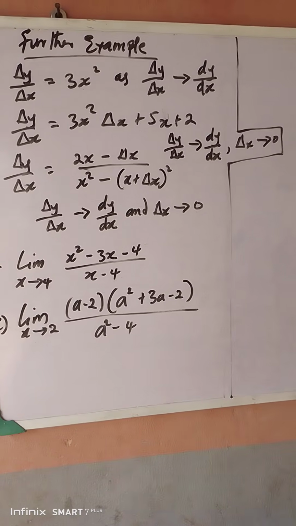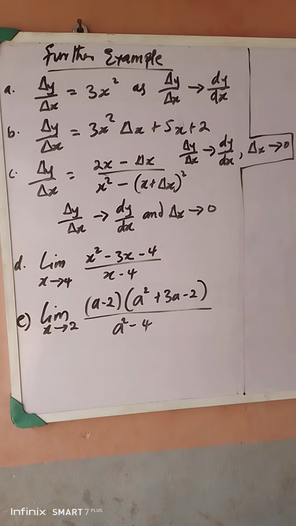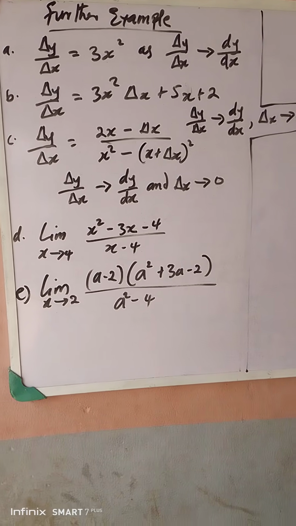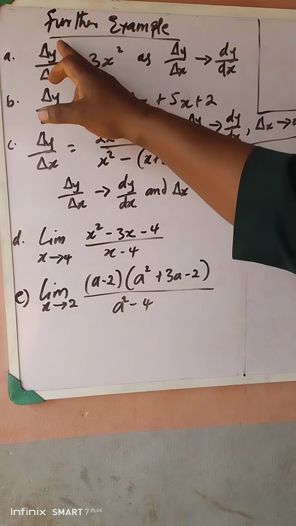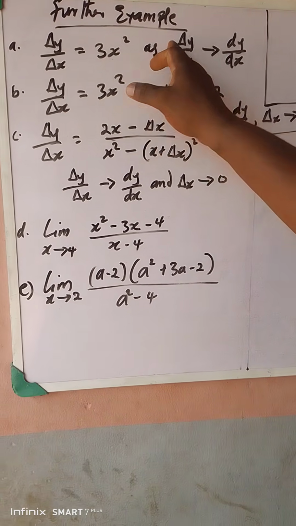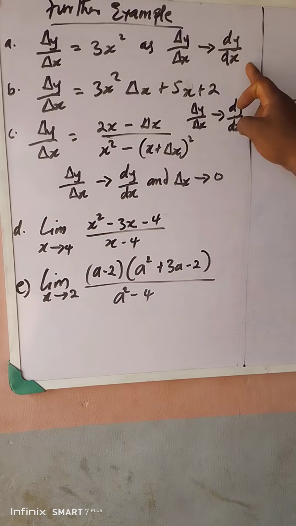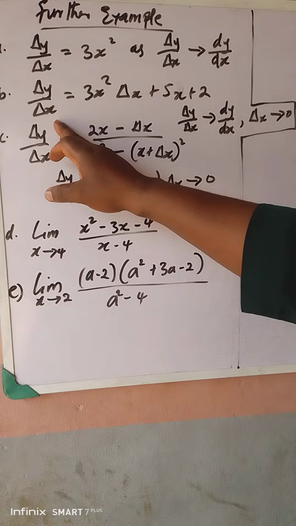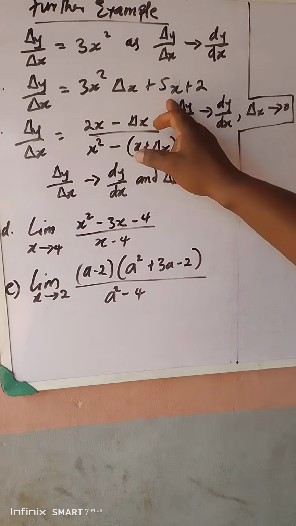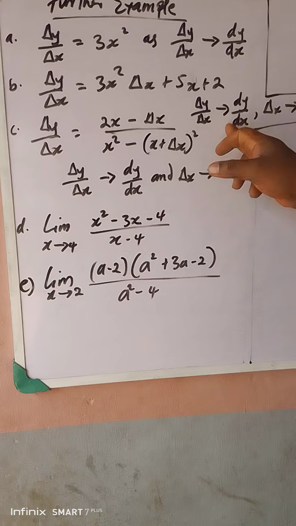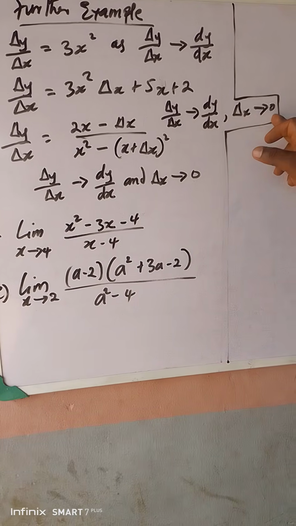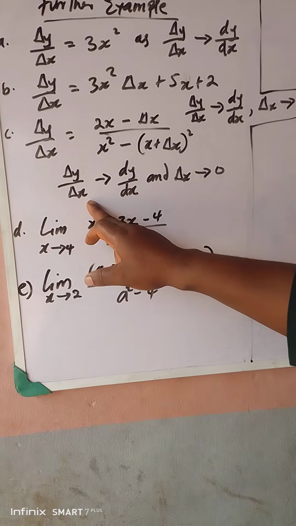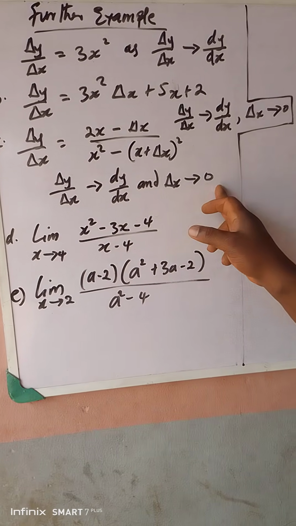All right, having talked about limits, and I'm done with that primary aspect of it, now I want to go to further examples. I have about 5 good examples here. Delta y over delta x is equal to this, as delta y over delta x tends to dy/dx. This is equal to this. Delta y over delta x is equal to 3x squared delta x plus 5x plus 2, as delta y over delta x tends to dy/dx and delta x tends to 0. This also, delta y over delta x tends to dy/dx as delta x tends to 0.